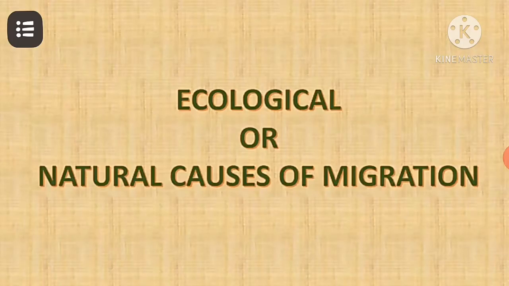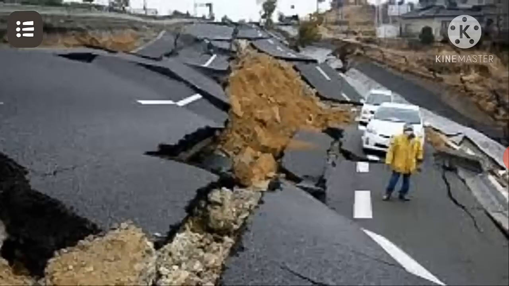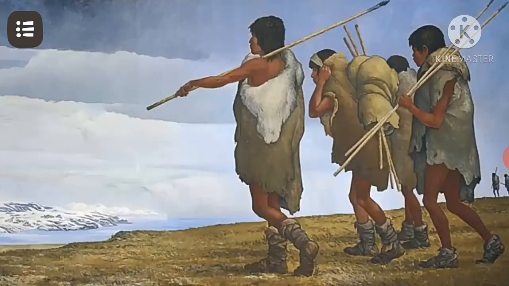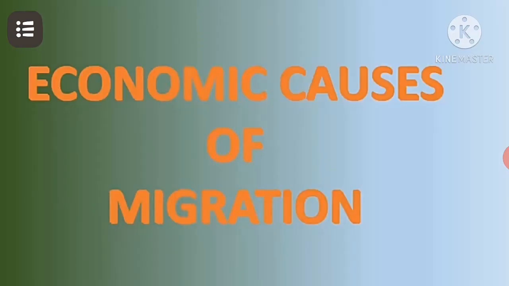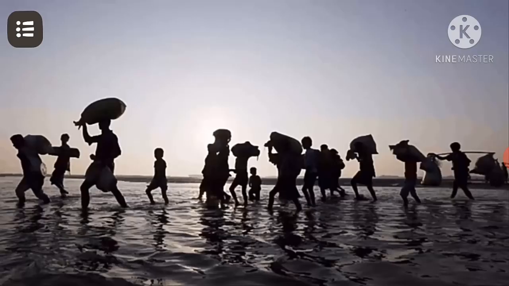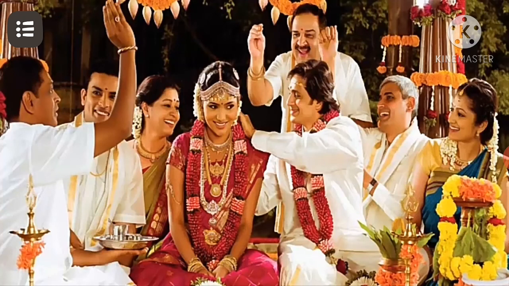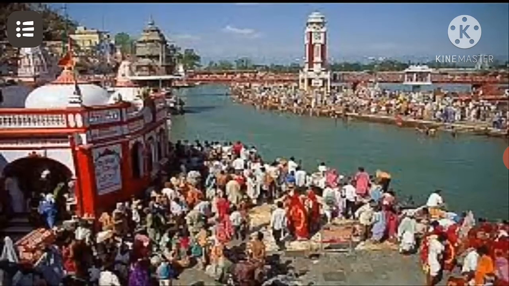Ecological or natural causes of migration. Earthquake, flood, drought events force the people to leave their native places and settle in new areas. Economic causes of migration. Economy is one of the most important causes of human migration from one area to another. Socio-cultural causes of migration. Migration of women after marriage and migration associated with pilgrimage are based on socio-cultural customs.